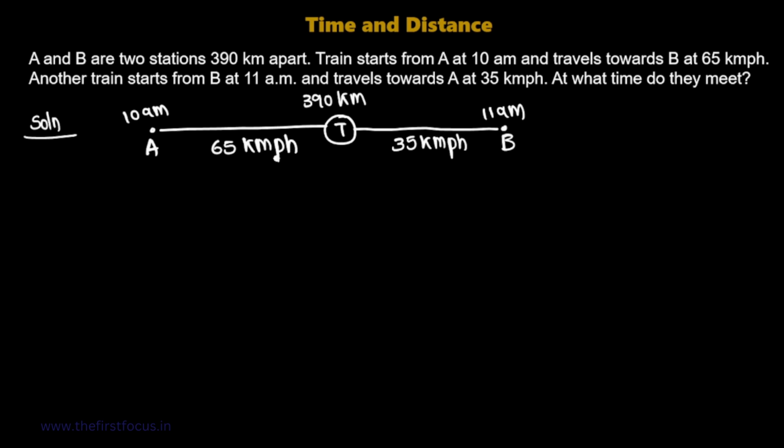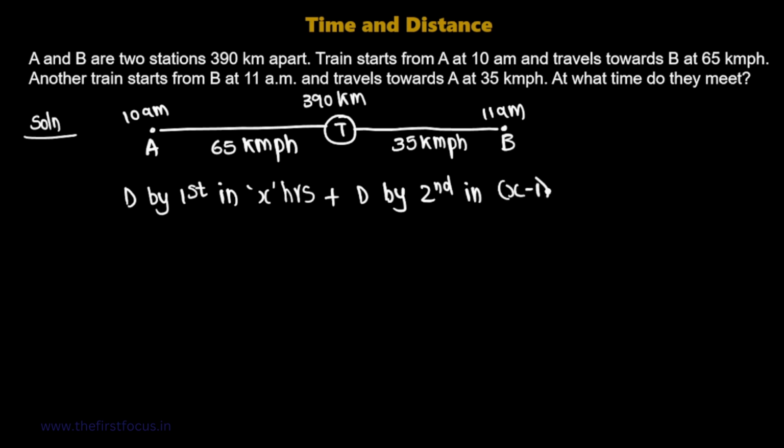So from this diagram we can clearly understand that the distance traveled by first train in x hours, we have to find the time, so we have taken as x hours, plus the distance traveled by the second train in x minus 1 hours is equal to 390. We have taken x minus 1 because the second train departed 1 hour later. So we know that distance is equal to speed into time. This is derived from the basic formula, speed is equal to distance by time.